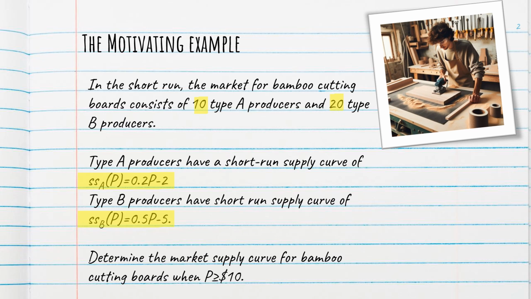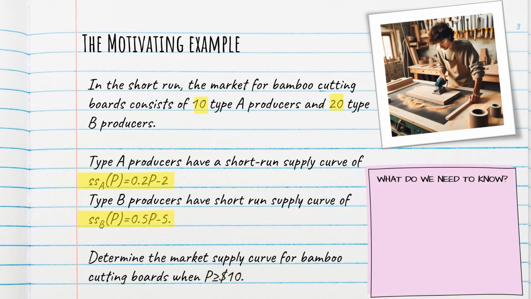type B producers have a short-run supply curve of 0.5p minus 5. Our goal is to determine the market supply curve for bamboo cutting boards when the price is greater than 10. You may ask, why does it say that the price has to be greater than 10? And the answer is because these two curves are only defined if the price is greater than 10. If the price falls below 10, both of these supply curves become negative. So we can think of it as like the choke price of the supply curves.